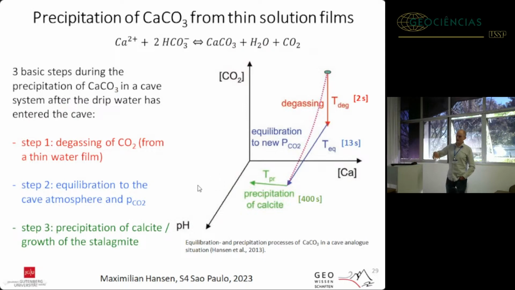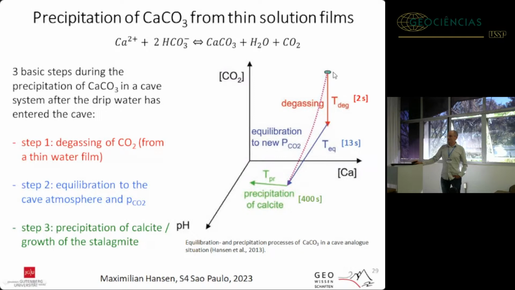So this is just a quick step back because I told you before. This is again the overall reaction during formation of calcium carbonate. And what happens in a cave system if the water enters the cave and drips down to a stalagmite and forms a thin solution layer? The first step is the degassing of excess CO2 from the solution. And this is a very fast process because the diffusion in a thin boundary layer is very, very fast. So this will be done in a few seconds.